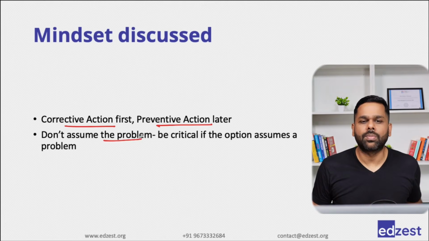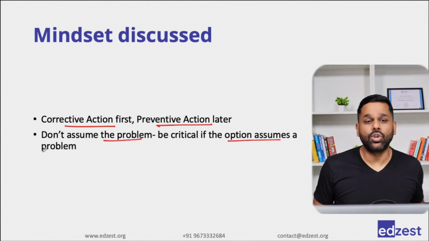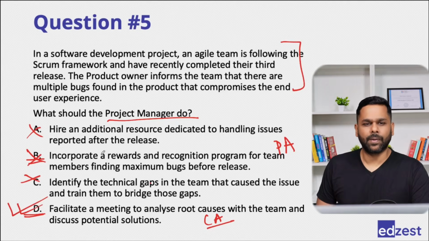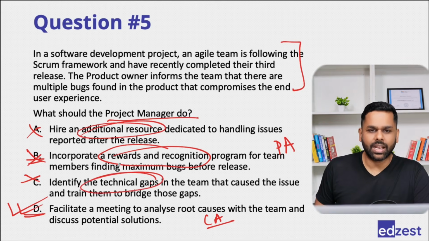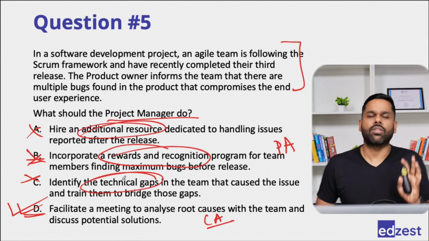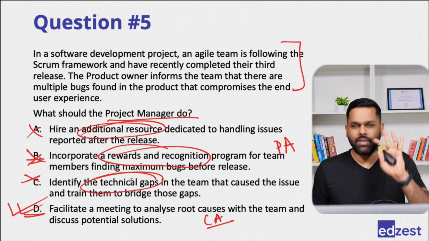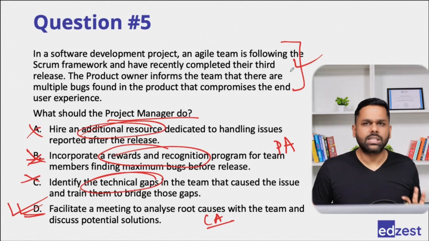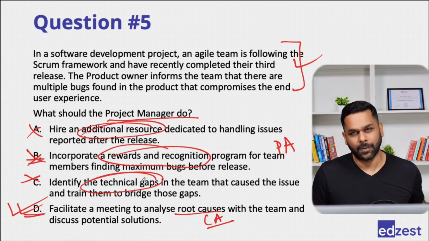Second, do not assume the problem. Right? Be critical if the option assumes a problem. You see the options here? Incorporating rewards and recognition, hiring additional resources, identifying technical gaps, all these things are assuming the reason of a problem. Right? So we don't have to assume it. We just have to see that, okay, the problem has been discussed, let us go for a root cause rather than directly jumping to a decision.